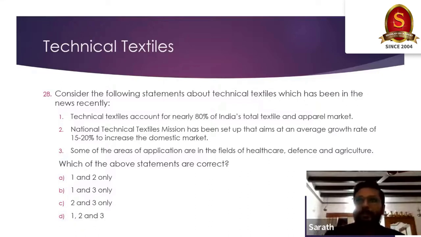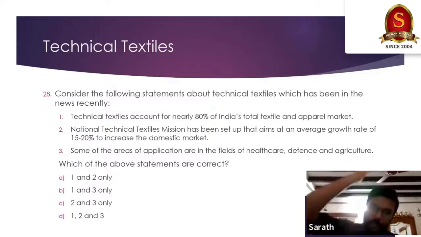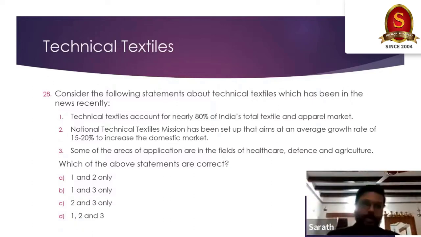Okay, so it has application in manufacturing parachutes or sports appliances, even defense appliances, your bulletproof vests. All these can be created out of technical textiles. Okay, tents can be created out of technical textiles. So that is the whole idea. 80% of India's textile market is technical textile. You should have been hearing about technical textile for a very long period of time. It is an evolving area. Evolving area cannot already have 80%. That's a logic that you can apply.